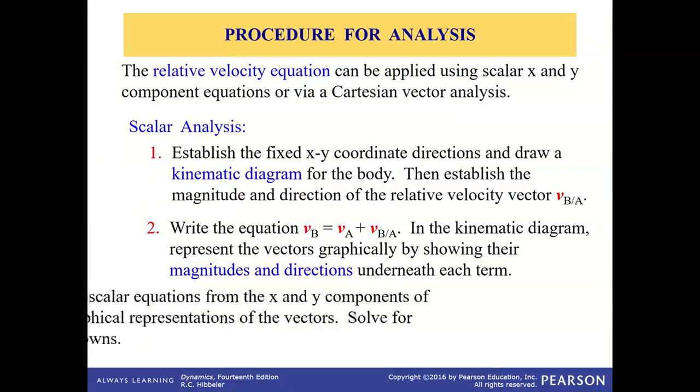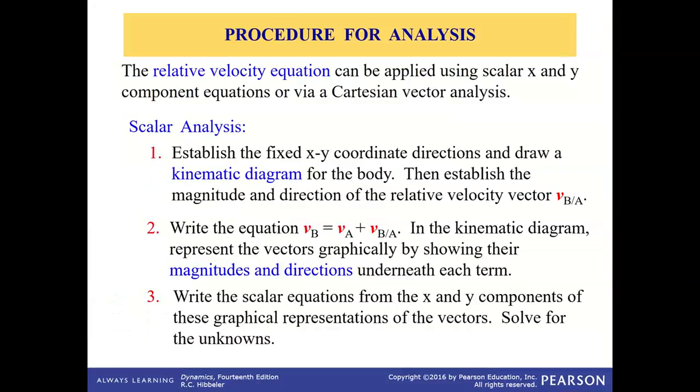So now for the next two slides, we'll talk about the procedure for the analysis of the relative velocity equation. You can read the description. I'll make it simple. So the first step is you define your coordinate system and draw the kinematic diagram. The second step is, this is the scalar approach. So we don't use i, j, k coordinates here, but we break down the velocity components into X and Y separately.